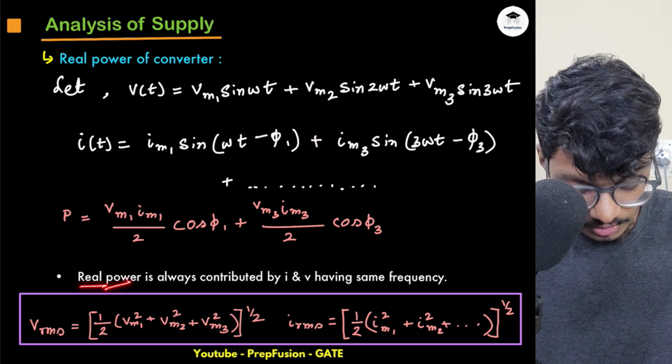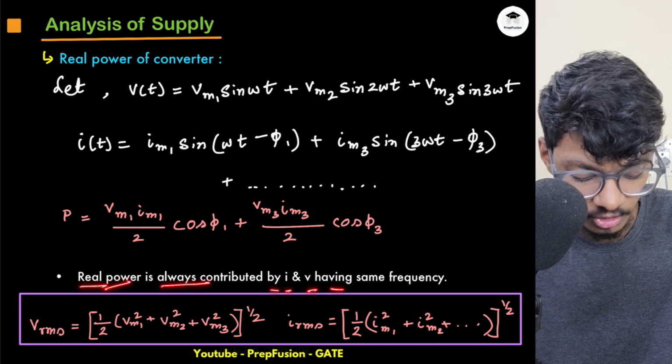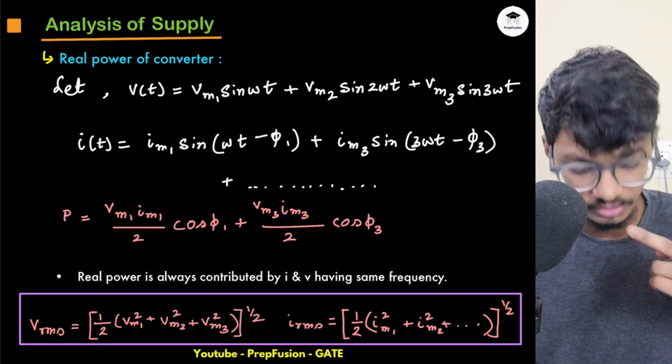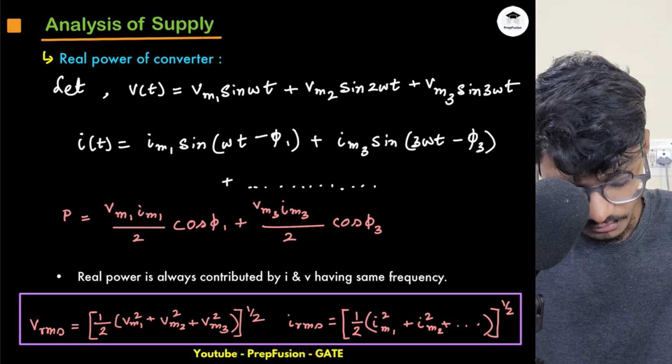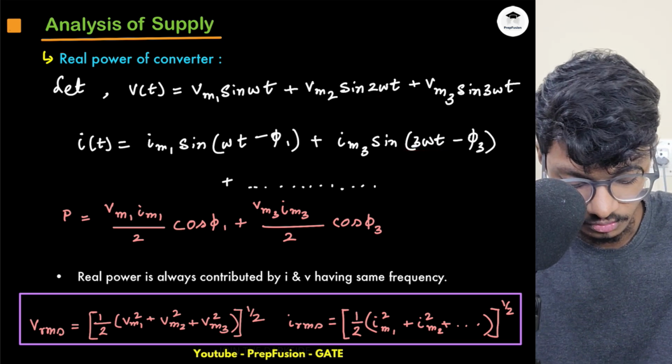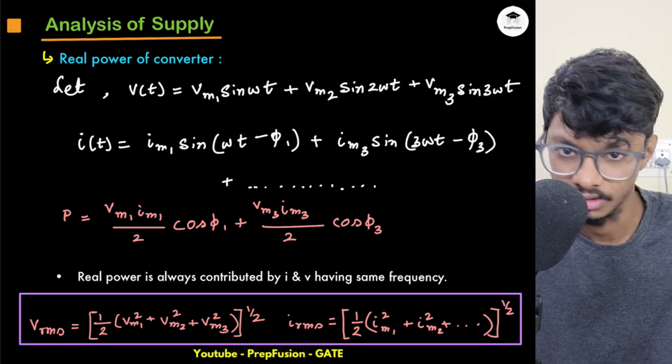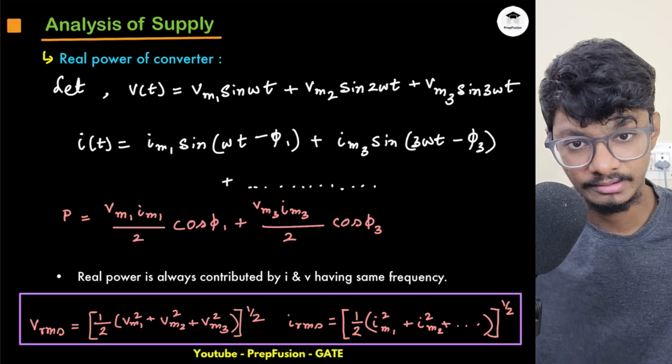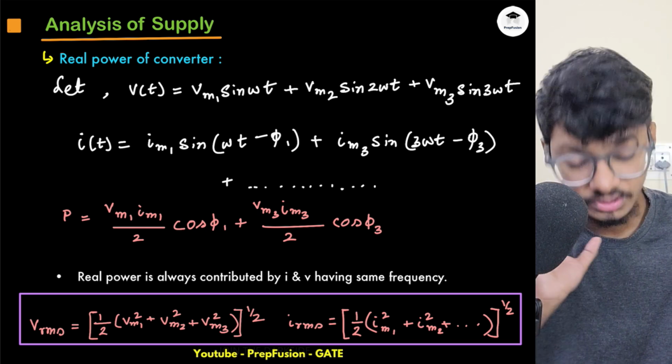So here I have written real power is always contributed by I and V having the same frequency. If they are orthogonal, so this omega t and this 3 omega t are orthogonal, this 2 omega t and 3 omega t are orthogonal. Or what do you mean by orthogonal? That also I have explained in my network theory course. Okay, so they are orthogonal.